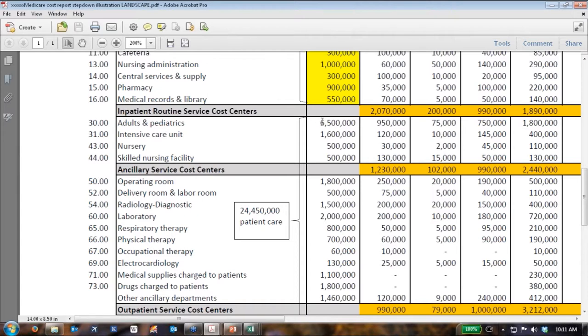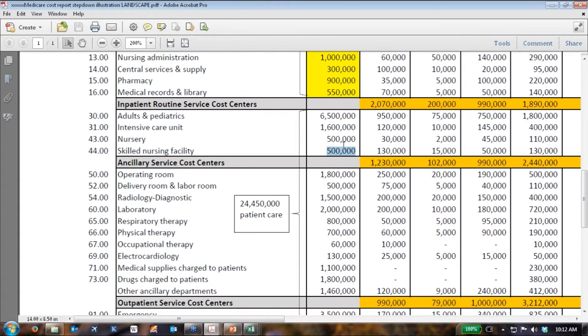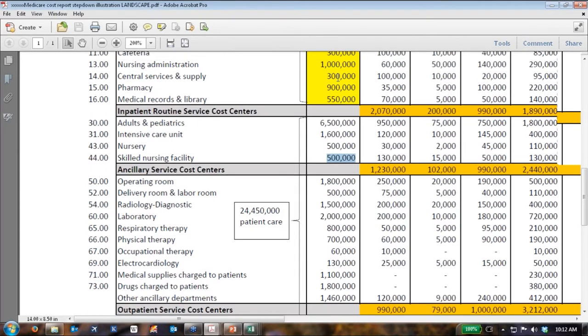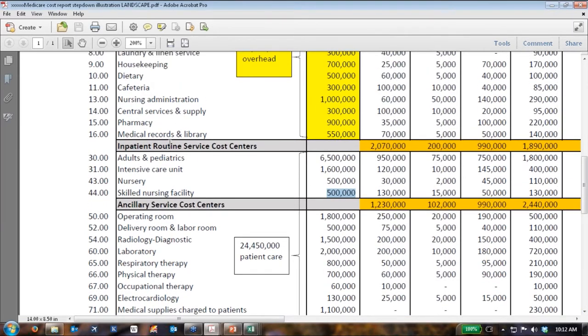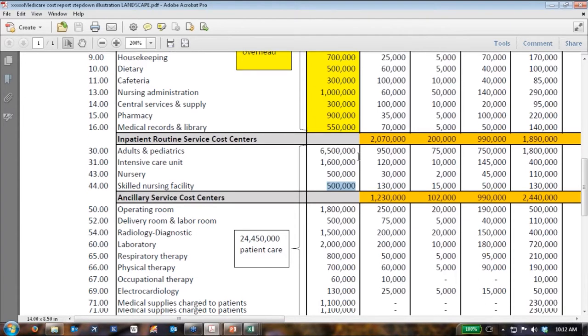Here's your inpatient. This is your inpatient business. Total expenses, $6.5 million. Intensive care is an inpatient unit. Nursery is an inpatient unit. Skilled nursing facility is a place with beds where people stay overnight. So those $22 million in costs in part need to get allocated to these inpatient routine service cost centers.